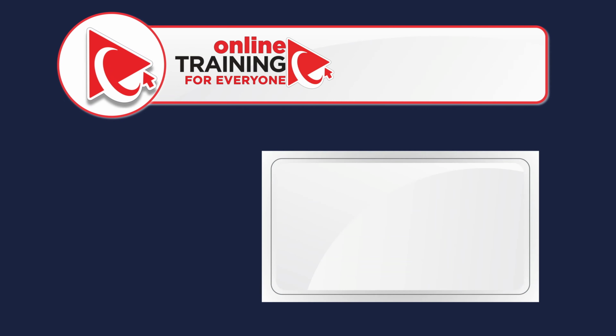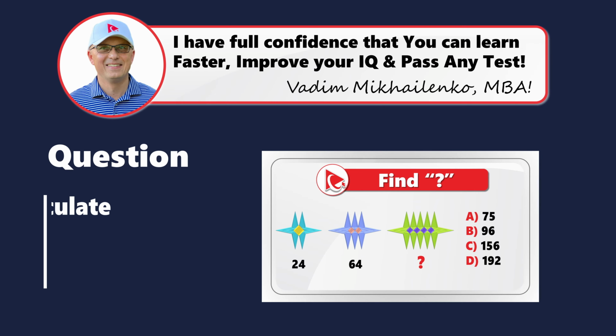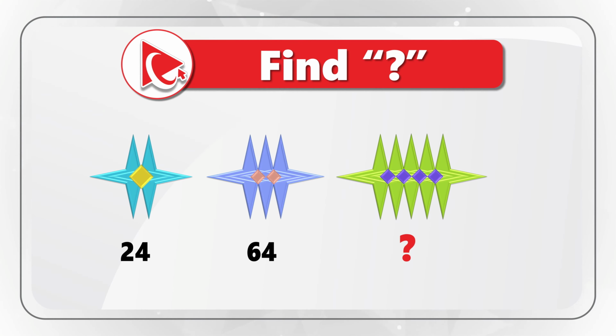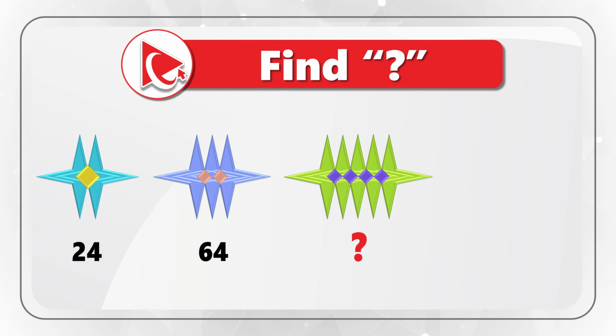By solving this question, we'll boost your IQ and intelligence. You're presented with 3 sets of stars. Each set is a different color. Underneath of each set, there are numbers. The first set has a number 24, second set has a number 64, and the third set has a missing number represented by the question mark, which you need to calculate and select out of 4 possible choices.